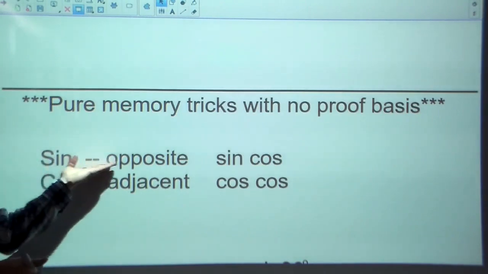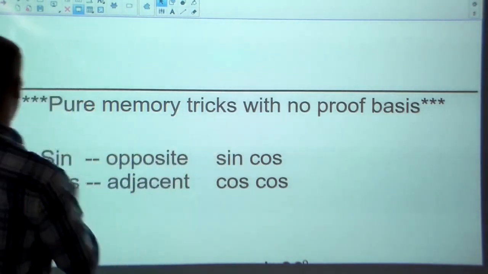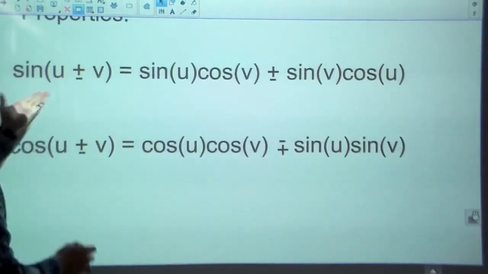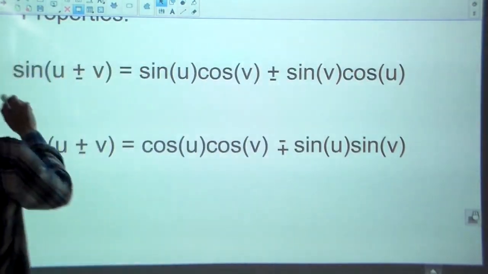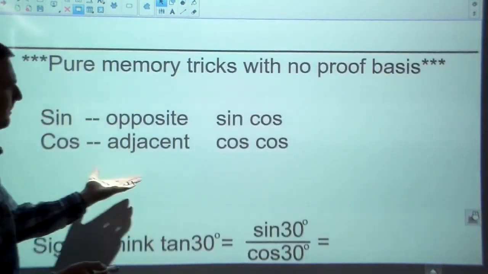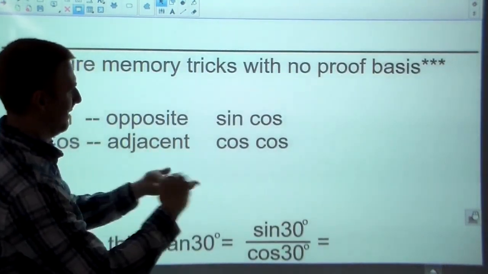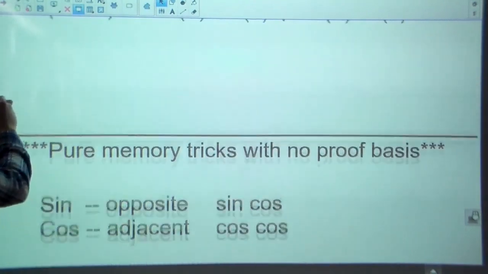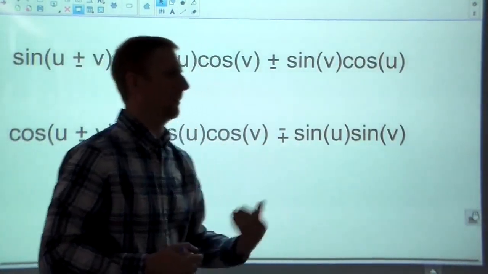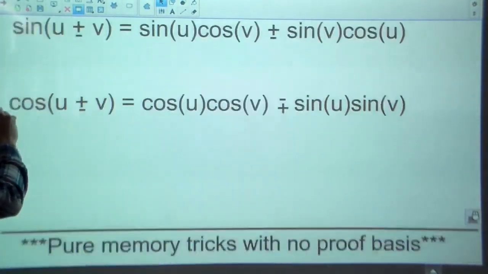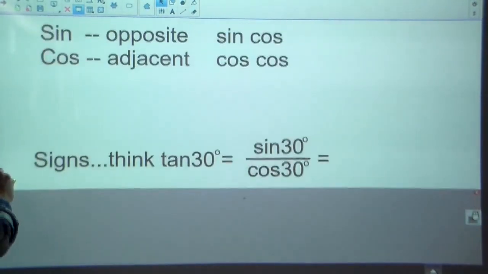But sine is opposite. So when you look at the sine identity here, it's sine and cosine together, the opposite things together. Cosine's adjacent, so the same things next to each other. I don't know if that makes sense, but it's worked for some people. So with cosine, it's cosine, cosine, sine, sine, they're together. So if it helps you, good job. Not to worry about it.